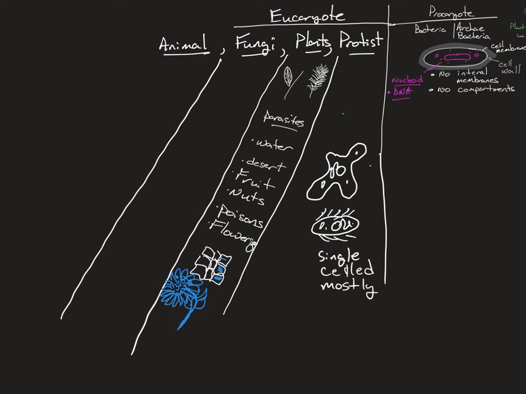All right, next. What you wrote under protists, what's that? Single-celled mostly. They're mostly single-celled. I say mostly, I can't really give you a number. I would say that there's a lot that are multicellular, and there's a lot that aren't. What's the drawing? This is a ciliate.